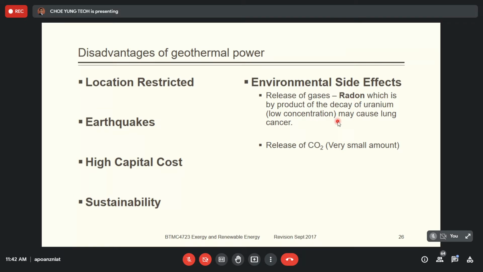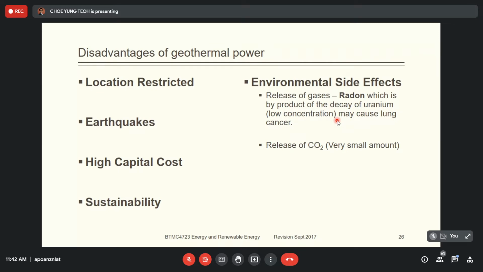As we know, how can you have the heat from the underground? It comes from the decay of the uranium. This decay of uranium releases the heat, so that our Earth core is very hot. But again, when the water sinks into the underground, we are exposed to radon, which is part of the decay of uranium at very low concentration. But actually, this kind of product can cause cancer.